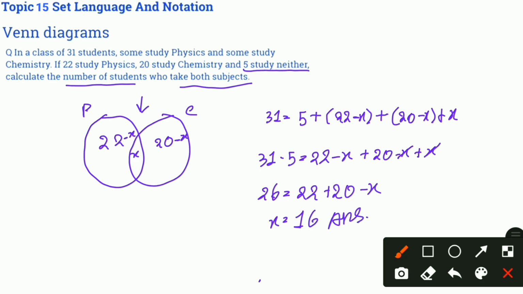So this is the answer, and this is the end of the topic, set language and notation. And yes, O-level math course part 2 is done, and now we're moving on to part 3.